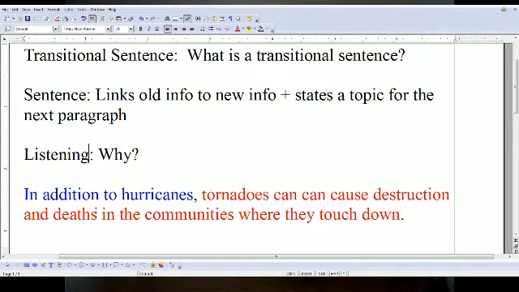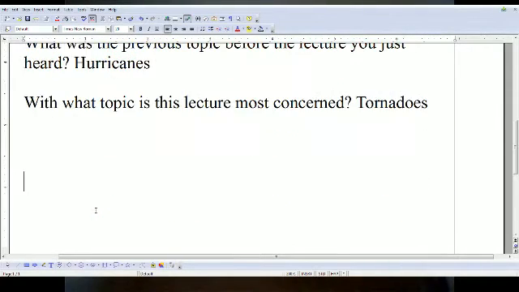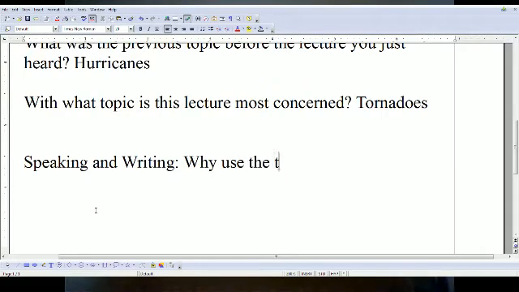So I think this is also important for reading, right? If you're going from one paragraph to the next, and if one paragraph is referring back to something already mentioned, then you want to make sure you understand that relationship, right? Okay, so let's move on. So let's talk about speaking and writing. The question is, why use the transition?